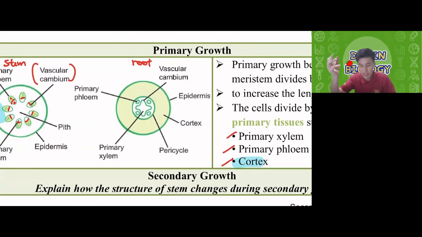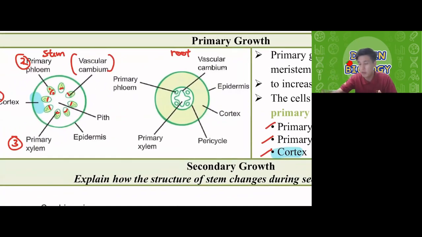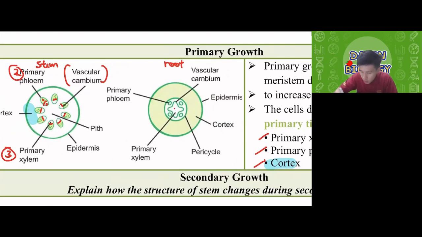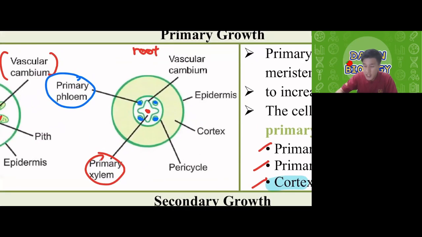Roots. Now, root, like I told you before, even the structure look completely different, right? But you just remember the position. Xylem is always on the inside. Phloem is always on the outside. So it might look completely different, but we remember position. And vascular cambium is between the xylem and phloem, as always. And then your flesh, your meat, is the cortex. Then your skin, epidermis.